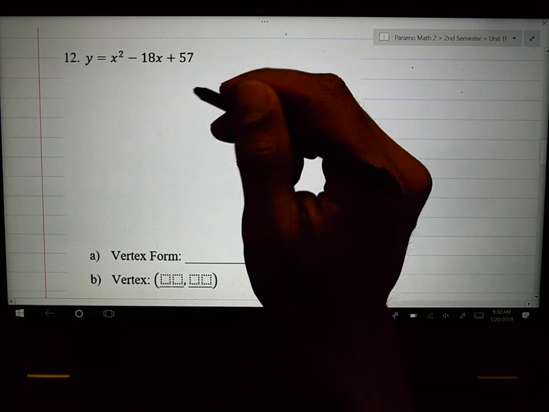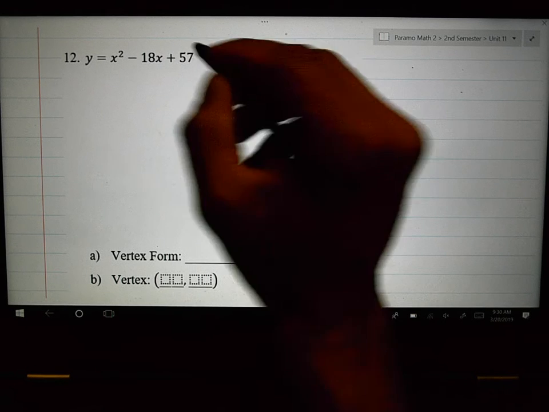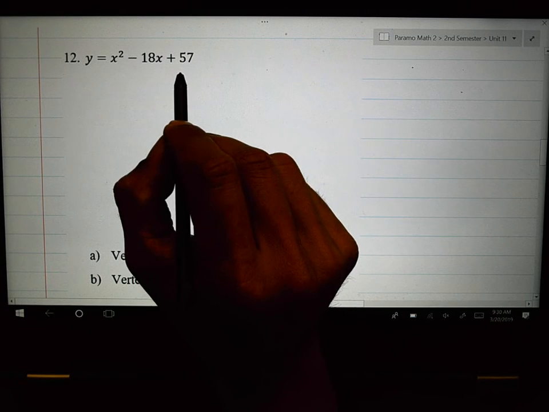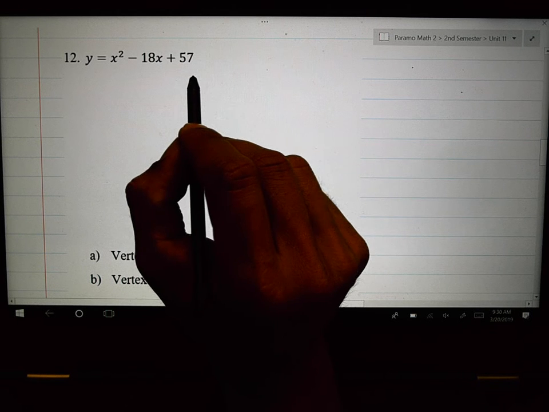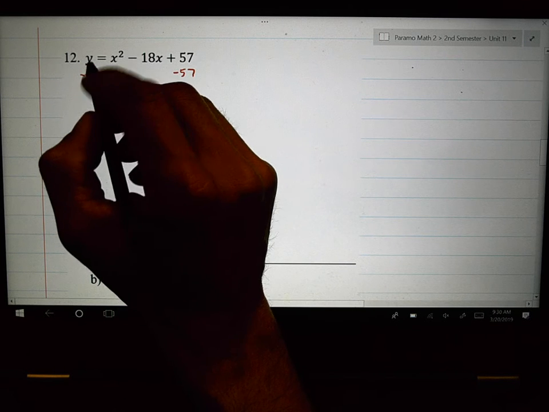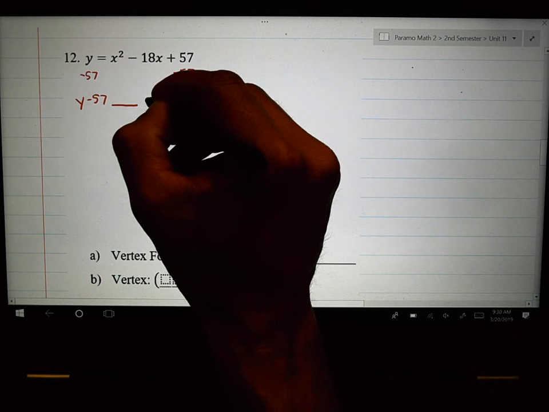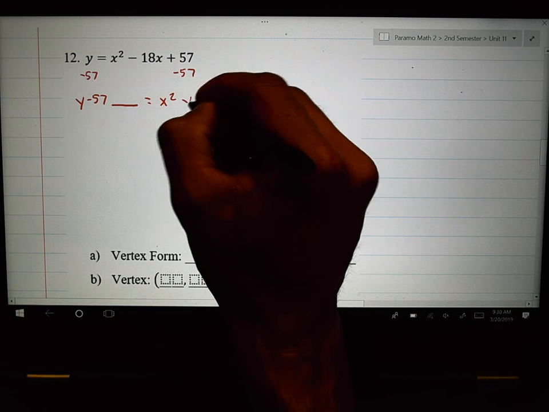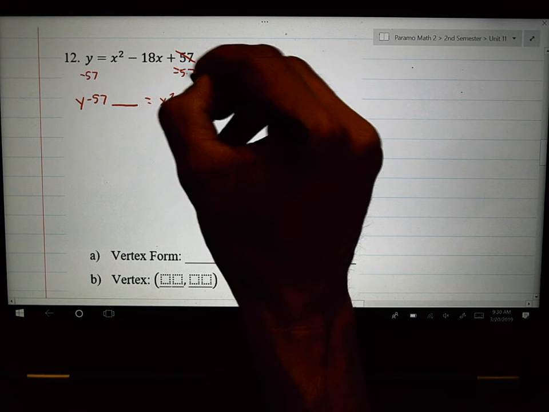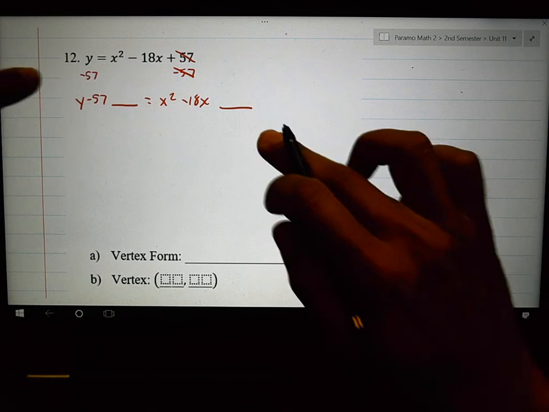Do you know what your first step is? What are we going to move? What number are we moving first? Say it out loud. If you said 57, good. Are we going to add it, subtract it, multiply it, or divide it? Over on the left side, you might as well just write y minus 57 underscore equals x squared minus 18x, and 57 minus 57 makes 0 underscore. We put the underscores there, these little blank spots, because something has to go in them.